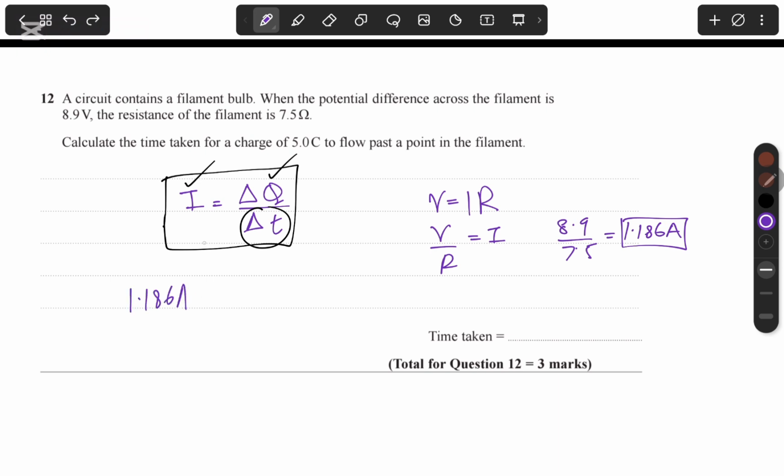Let me remove the amps from there, I don't think we need that. So 1.186 is equal to 5.0 over the time t. So time t is equal to 5 over 1.186. That's going to get me 4.2 seconds.